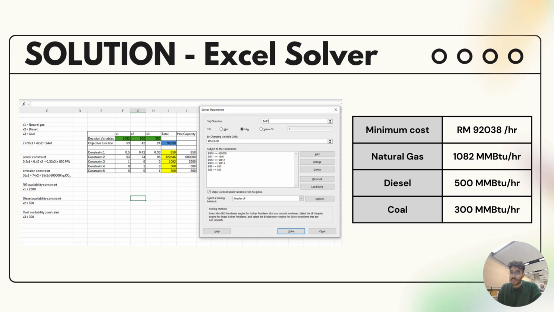using the Excel Solver is 92,038 ringgit per hour, while natural gas has to be supplied at 1,082 MMBTU per hour, diesel has to be supplied at 500 MMBTU per hour, and lastly coal has to be supplied at 300 MMBTU per hour.